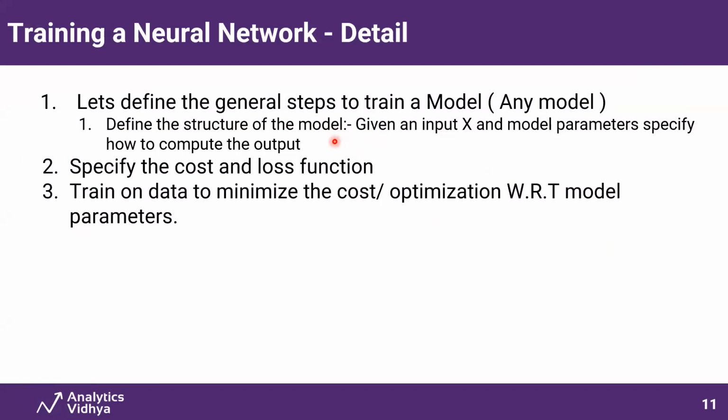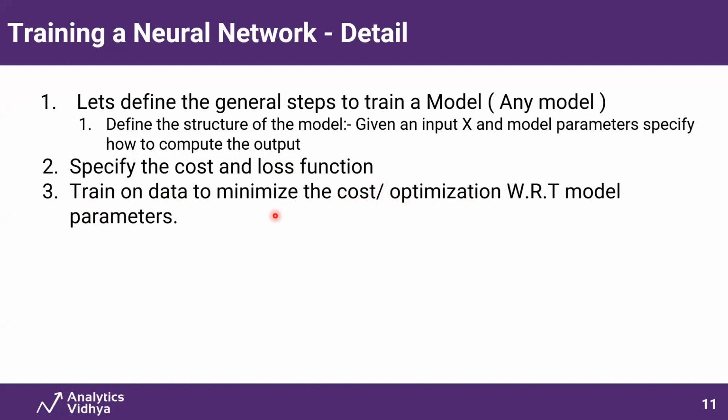Once that structure is in place, the next most important part is how we define the cost and loss function. Your model gave an output. How will you know whether that output is correct or not? You need to know if your output is wrong, and how well your model is working. And the third step is, once you know your loss and your cost is very high, to train that model you will obviously try to reduce the cost, that is, optimize the model.